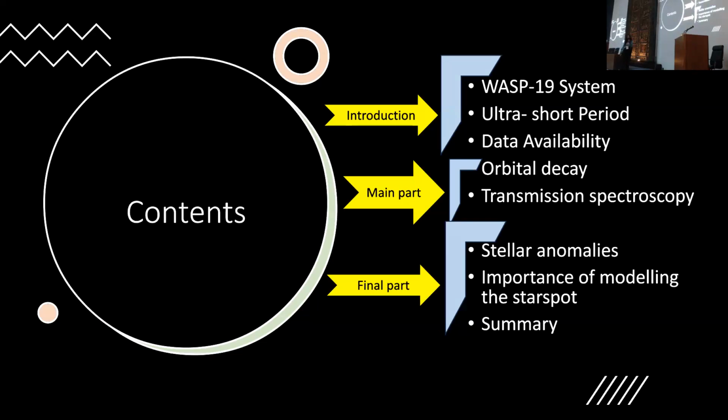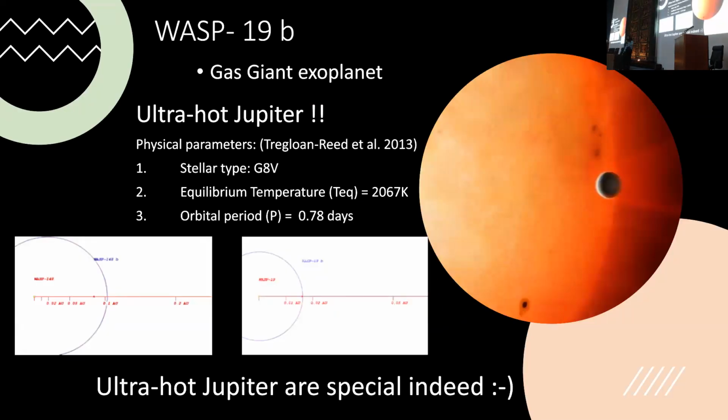I have partitioned my talk into three small parts: the introduction, then the main part, and then the final part, whatever you can call it. Let me start with an introduction about the WASP-19 system. WASP-19b is a gas giant exoplanet, an ultra-hot Jupiter. What's special about ultra-hot Jupiters is that they orbit their host star very closely, with orbital periods of less than 24 hours. So they are quite special.